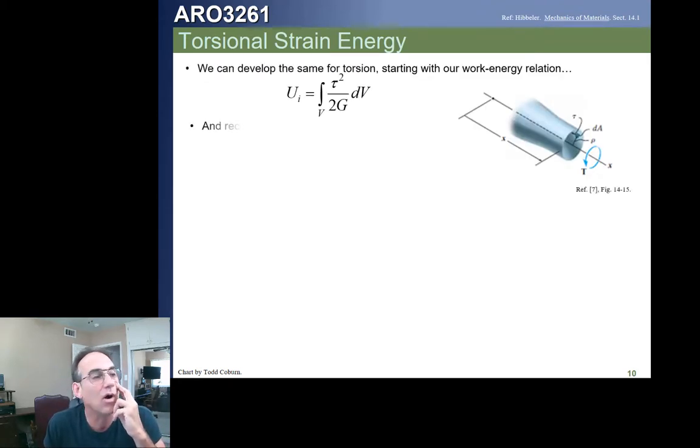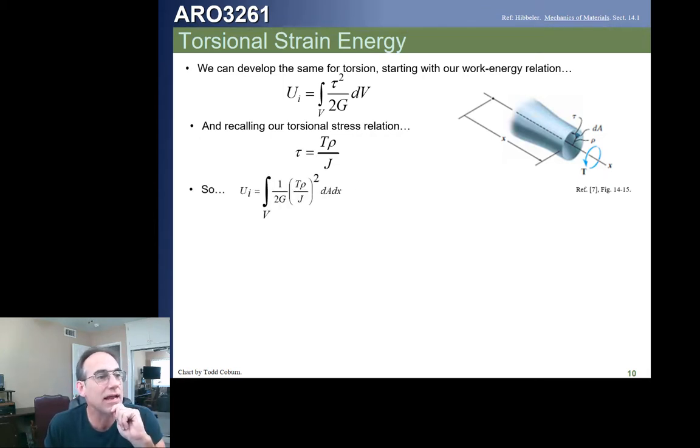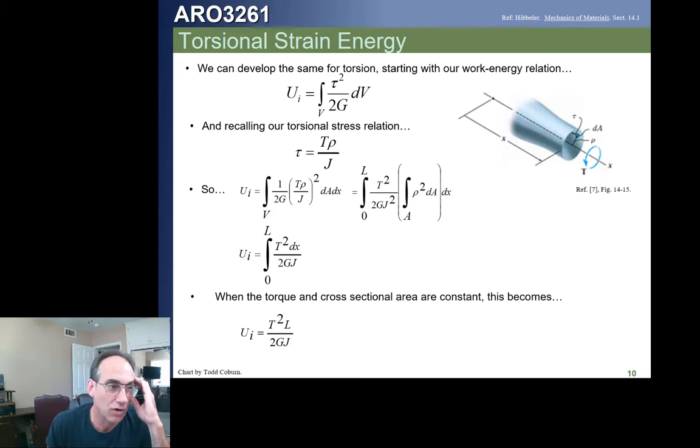The other idea we need is the idea of strain energy. As we saw before, we can derive our strain energy. We start with this work energy relation, that the strain energy is just the shear stress squared over 2G and the change in volume. Since our torsional stress now is T rho over J, or TR over J, we can plug that in here like this, simplify like that. Note that looks like the polar moment of inertia. Plug it in like this, and if we have a constant, this is just T squared L over 2GJ.